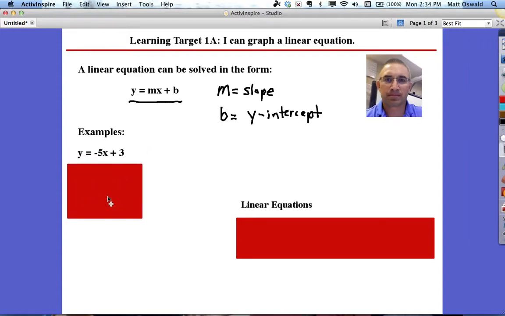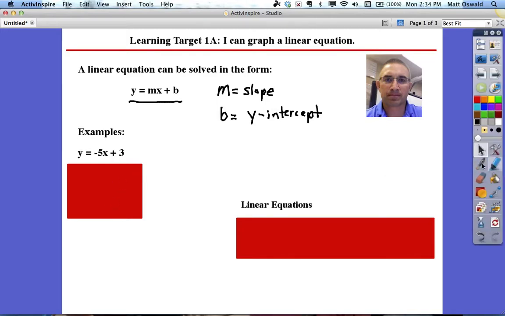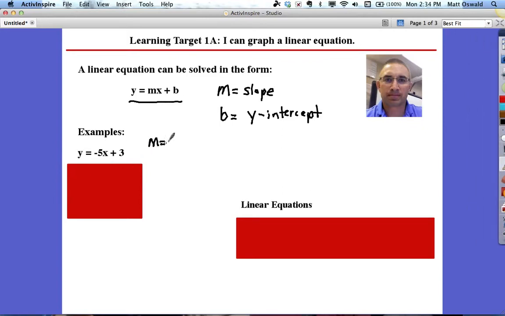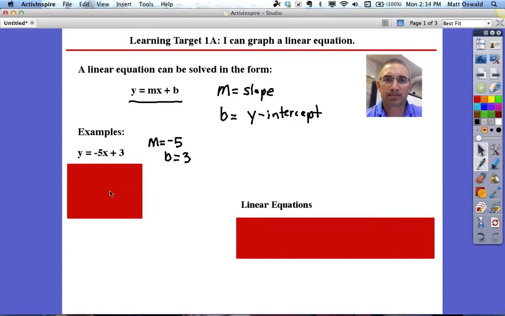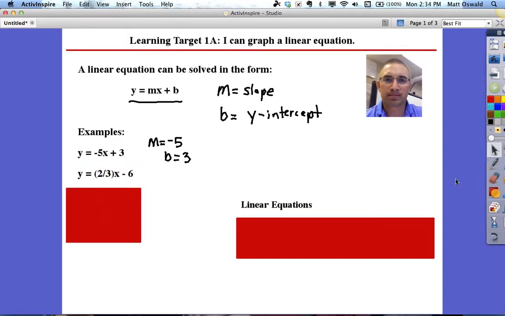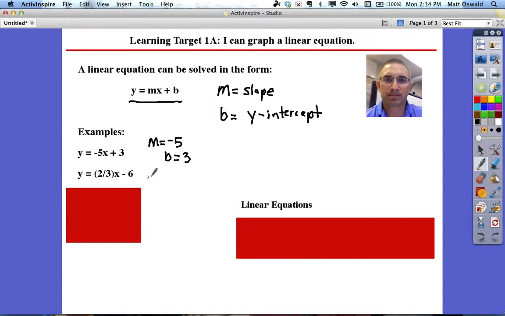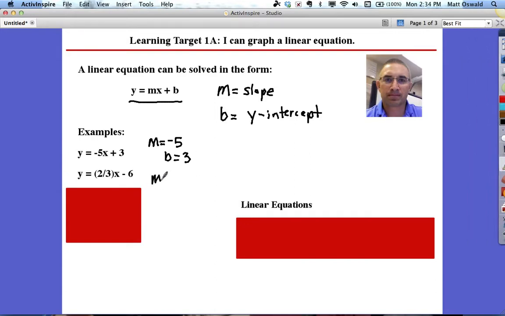The first example is y equals negative 5x plus 3. Notice in this equation, I can very easily see that the number in front of x, which is m, is negative 5, and the constant added on at the end is 3. In the next example, y equals negative 2/3 x minus 6, it is easy to see that the number, in this case a fraction, being multiplied by x is negative 2/3, and the constant at the end is negative 6.